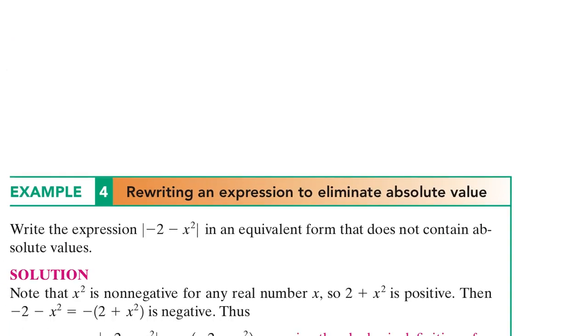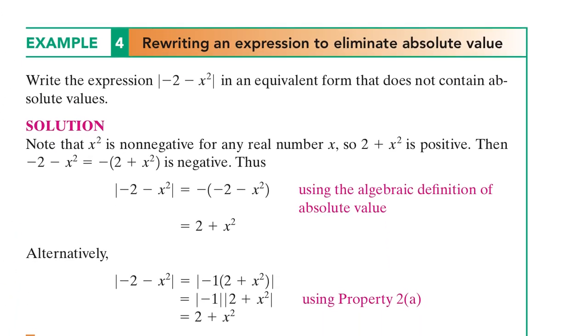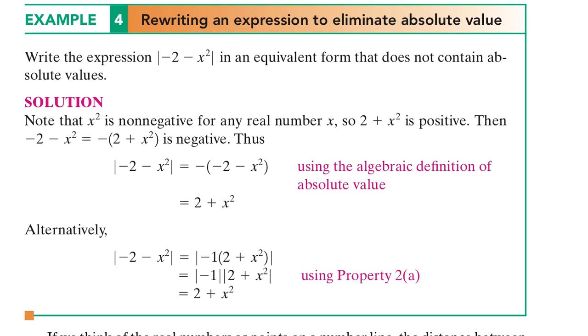And so in this, we are rewriting an expression to eliminate the absolute value. And so we have this here. Write this expression right here in equivalent form that does not contain absolute values. Okay, so x squared is not negative for any real number x.